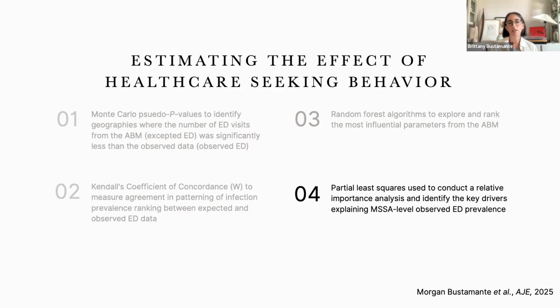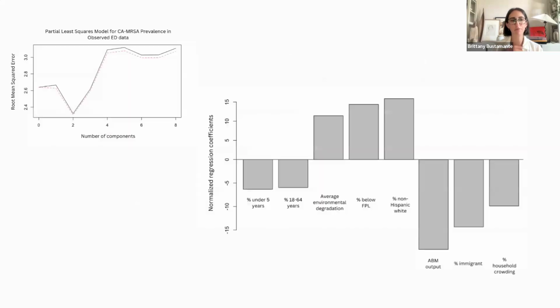And then finally, I used partial least squares to conduct a relative importance analysis, and identify the potential key drivers explaining the geographic level observed ED prevalence. So I looked at the influence of age distribution, environmental degradation, poverty, percent of individuals identifying as non-Hispanic white, the output from the ABM, which is representing the propensity in each MSSA to seek healthcare, the percentage of the population in each MSSA that are immigrants, and the percentage of household crowding.